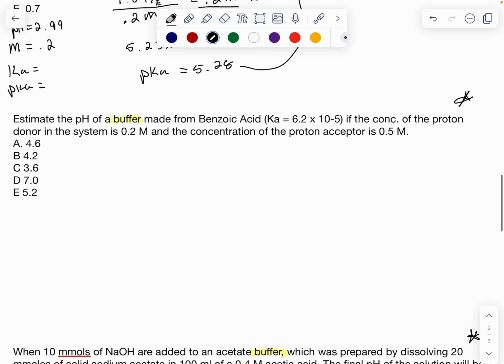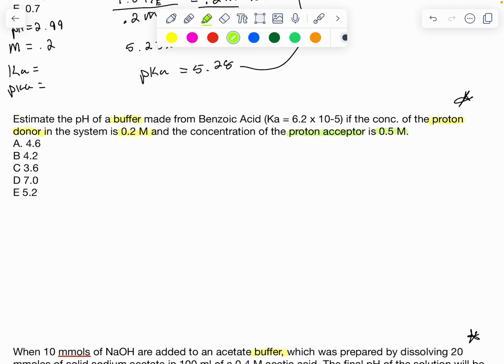So let's look at this question. Estimate the pH of a buffer made from benzoic acid. The benzoic acid Ka is equal to 6.2 times 10 to the negative 5th. And then it's asking us, if the concentration of the proton donor in the system is 0.2 molar and the concentration of the proton acceptor is 0.5 molar, let's find the pH of this buffer.